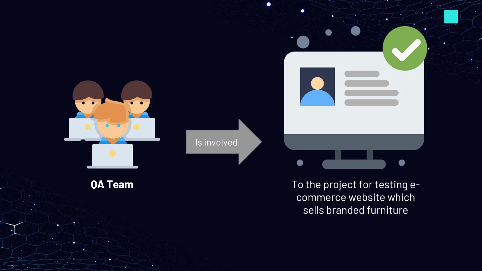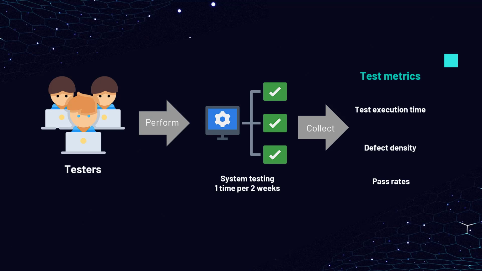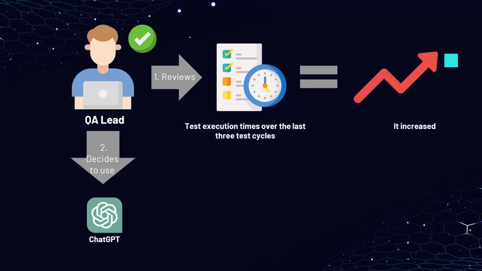The team works with Scrum methodology. Especially testers perform the system testing one time per 2 weeks, and after each testing cycle, the QA lead collects test execution time, defect density, and pass rates. After reviewing the test execution times over the last 3 test cycles, the QA lead notices that the passing time of the system testing starts to increase and decides to identify potential areas of improvement of this process using ChatGPT.